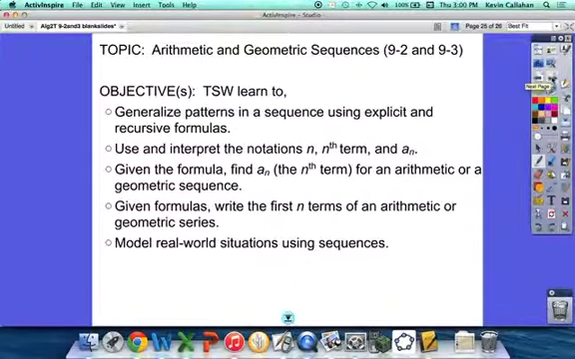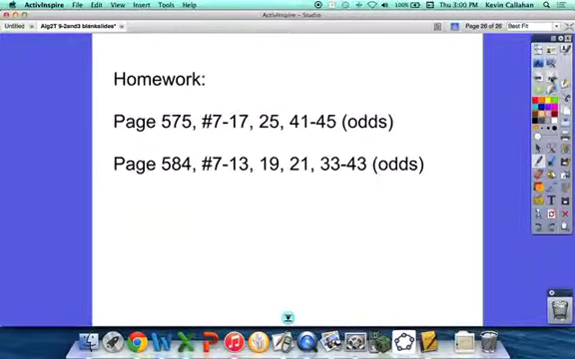So that's it. When we read this at the beginning, you wouldn't have understood a lot of these terms. But now when it talks about explicit and recursive formulas and terms, arithmetic, geometric. So I'm going to come around and sign your tries right now. That's the homework.